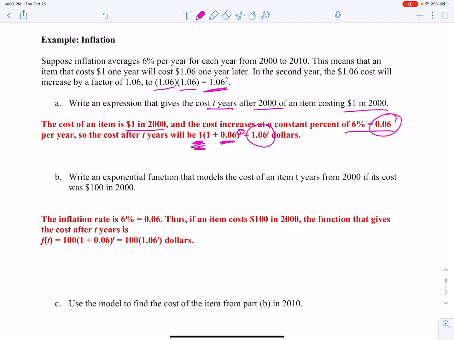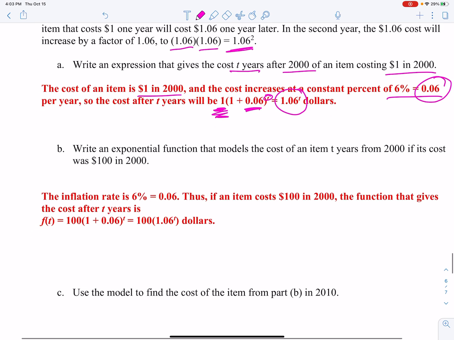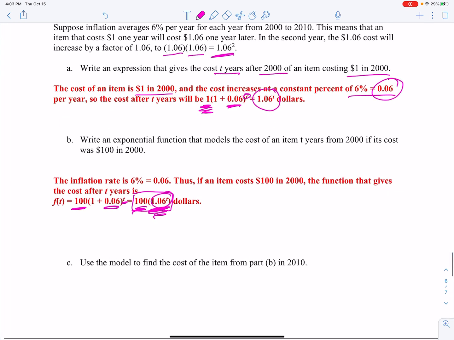Part B: write an exponential function that models the cost of an item t years from 2000, if its cost was $100 in 2000. We're using that same equation. A is 100, the initial value, with a 6% increase per t units of time. We can simplify it to 100 times 1.06 to the t power. Make sure when you do these problems, again, order of operations, PEMDAS: exponents first, then multiply. Part C is going to help us practice that.